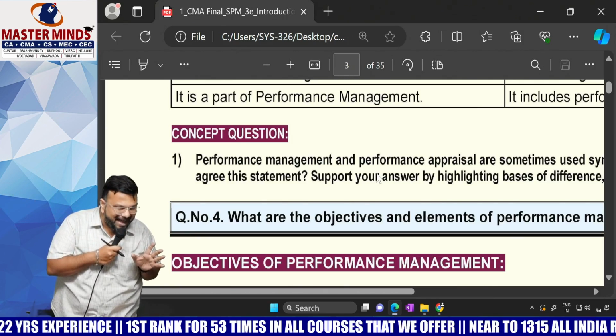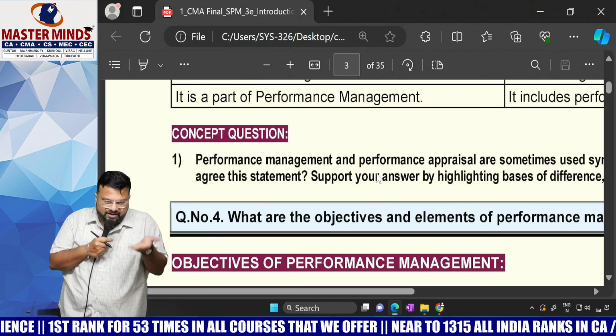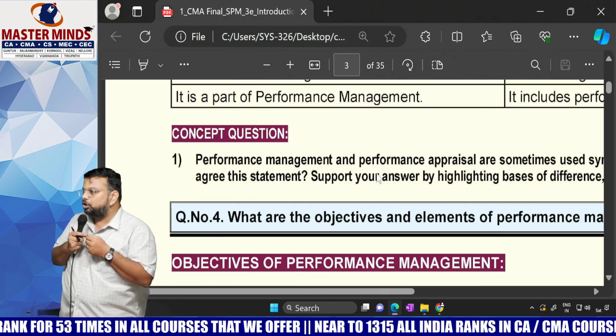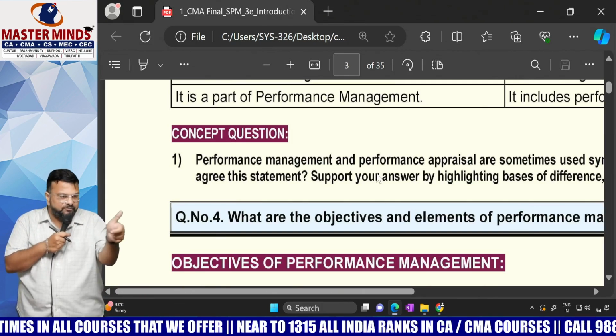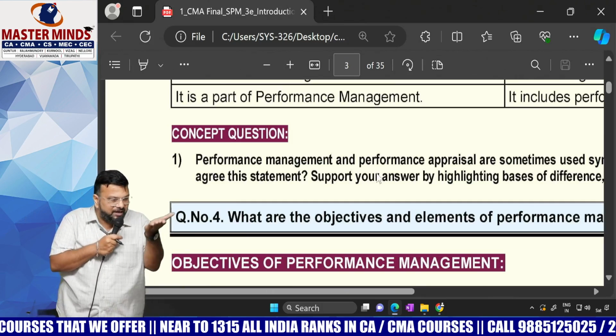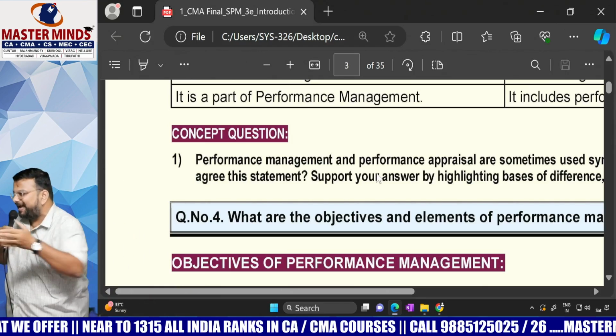What do you mean by management? Controlling. To control anything, first you need to measure. And we're talking about controlling of whose performance? Employees. So to manage the performance of employees, first we need to measure. Once we have measured it, we'll compare it with the standard. This comparison of actuals with standard is called appraisal.